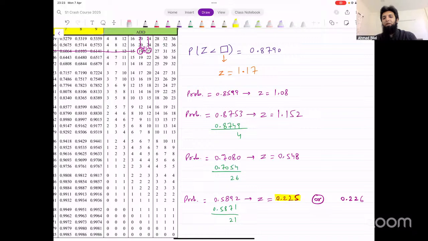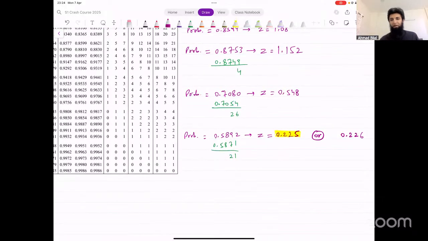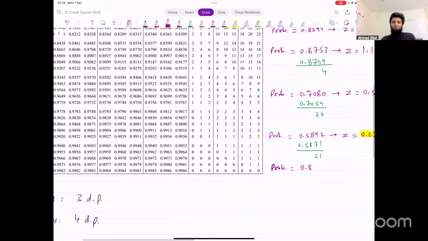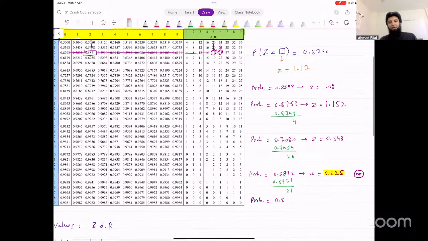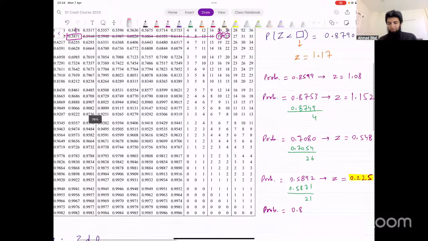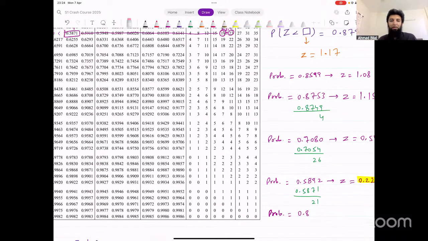Okay. All right. Now, what if you had something like this? Probability is 0.8. What do you do with this? Remember, probabilities in the table, they're often written correct to 4 decimal places. So what if you have a probability that is not correct to 4 decimals? You write it to 4 decimals, right?